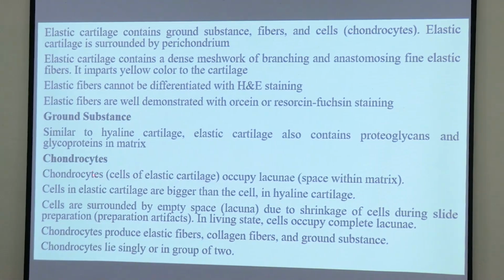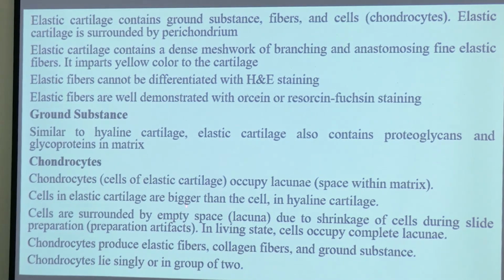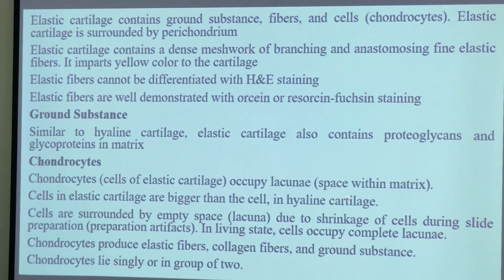Next, chondrocytes are there occupying the lacuna. Cells of the elastic cartilage are bigger or larger as compared to the hyaline cartilage. Now cells are surrounded by empty spaces, called lacuna, due to shrinkage. Same thing, shrinking is also taking place over here whenever we are preparing the slide. Now chondrocytes lie singly or in groups of 2, not more than that. Means cell nest appearance is absent over here.